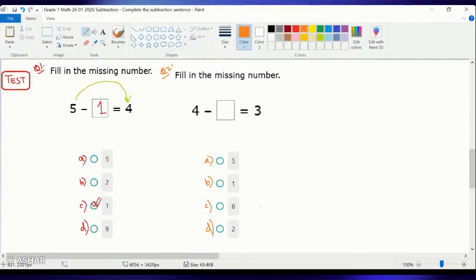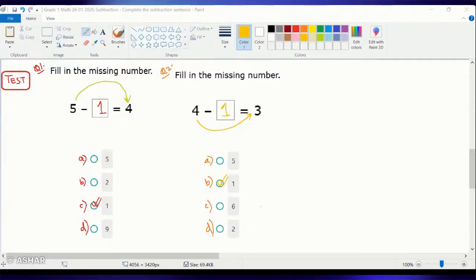What is 4 minus something? The easier way is 4 minus 3, which would be 1, right? And option B is the correct option. So let's select option B.